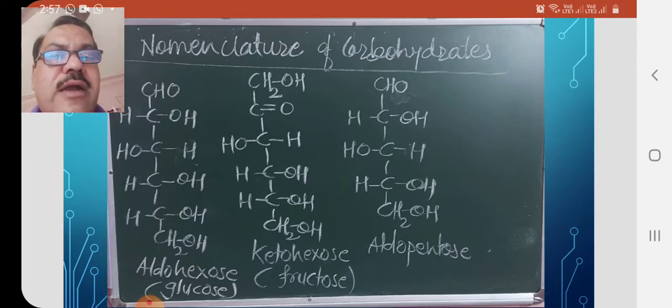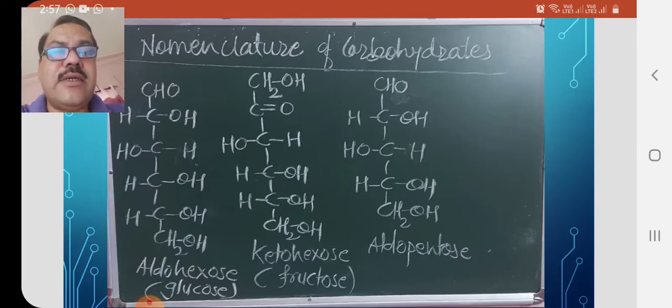atoms. You can count, there are 6 carbon, 12 hydrogen and 6 oxygen. The molecular formula is C6H12O6. I have shown here the structural formula. So glucose is also called aldohexose.